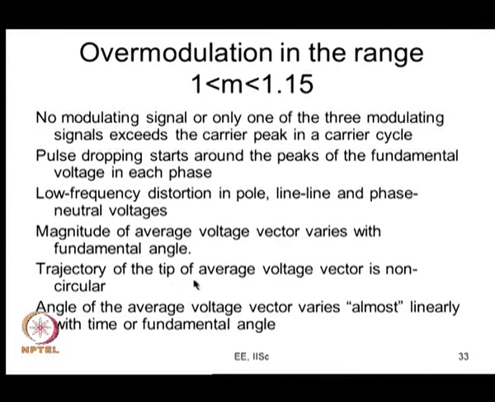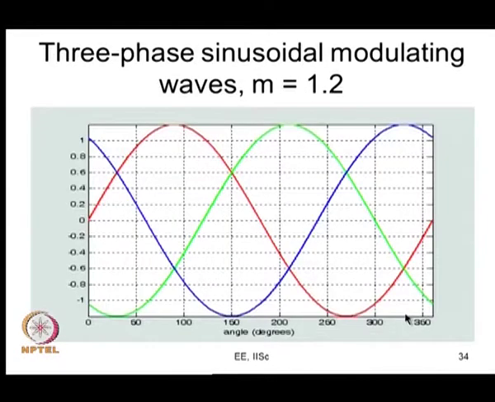Now, if you look at the tip of the average voltage vector, one subcycle, the average voltage vector in the next subcycle and the subsequent subcycles, you plot that, the trajectory will not be circular, because this magnitude is no longer constant. Then you look at the angle of the average voltage vector, it varies almost linearly, there is a small approximation there. There is not so much deviation here, but as you go to higher and higher modulation indices, you will see more deviation, and close to six step, you will see that this is no longer really linear, but it becomes closer to piecewise linear. Alright. So, now I am going to consider another example of 1.2.